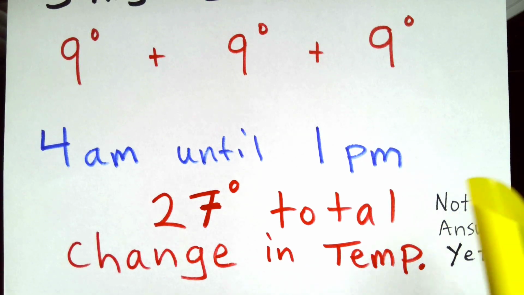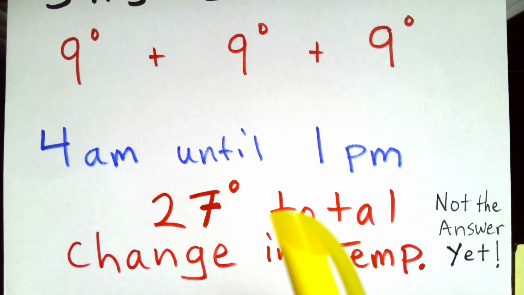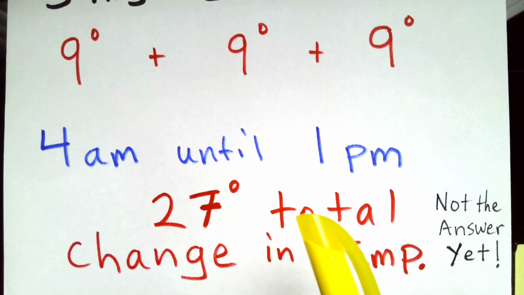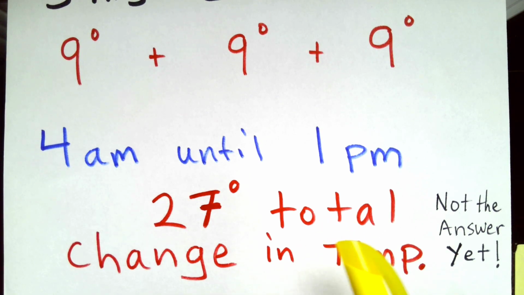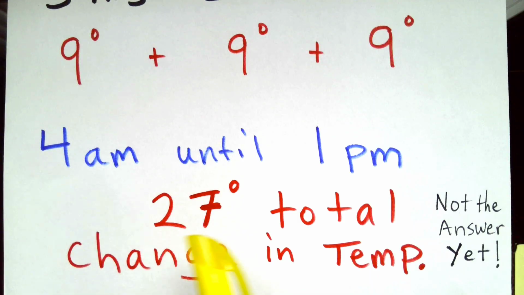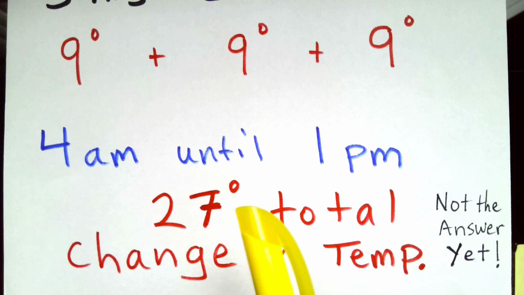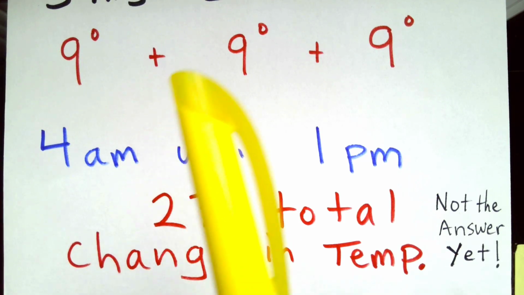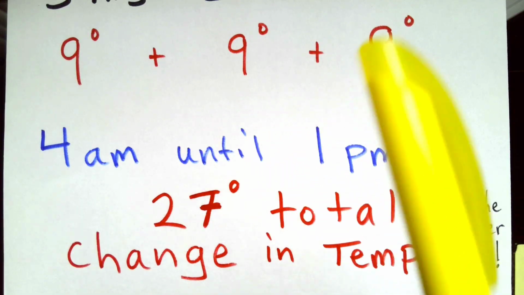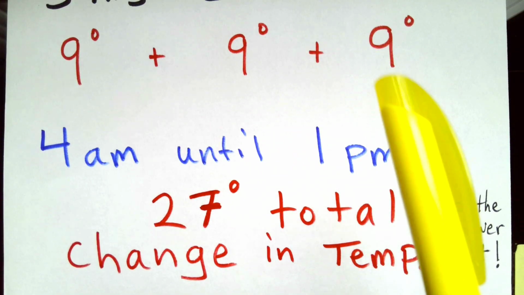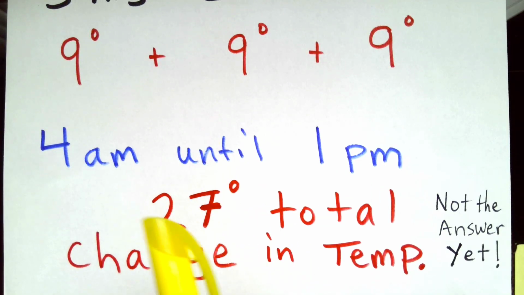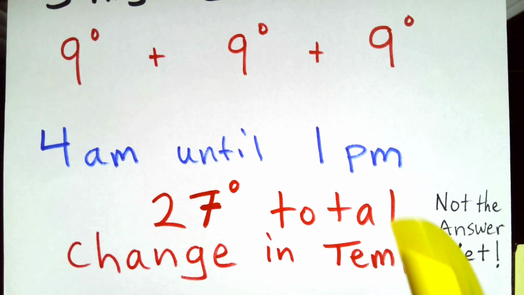This is not the answer yet, but if you want to use this information, you're pretty good with math, you can figure it out from here, go for it. The question was, what will be the temperature at 1 p.m.? Not the total change in temperature. We've just gotten to the point where 9 degrees for 3 hours, plus 3 more hours at 9 degrees, plus 3 more hours at 9 degrees gives you 9 hours. 9 plus 9 plus 9, or 9 times 3 is 27. That's only the change in temperature. The question is, what was the temperature at 1 p.m.?